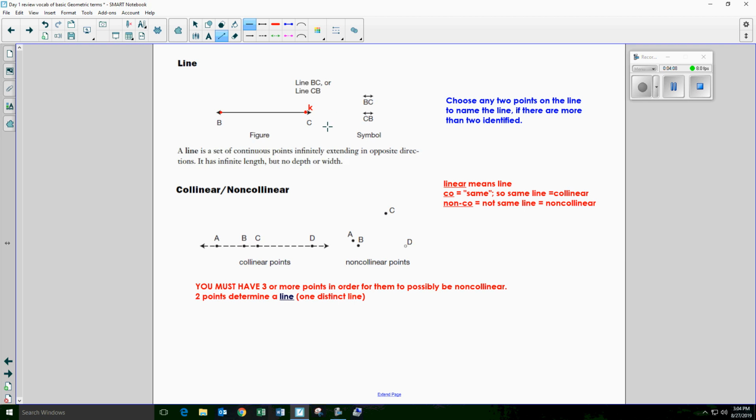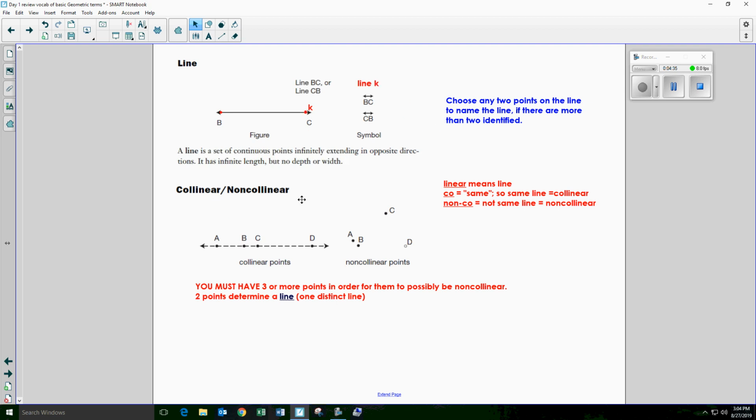The other way of naming a line is if they have a lowercase letter near one of the arrows. It could be on either end. So in this case, it's line K, and you would just say line K. You wouldn't even use the symbol. You'd actually just do line K and make sure it's lowercase. Okay, so that's the other way of naming a line.